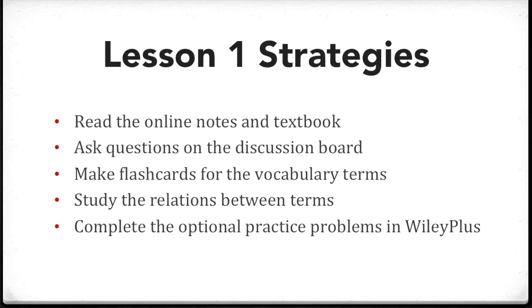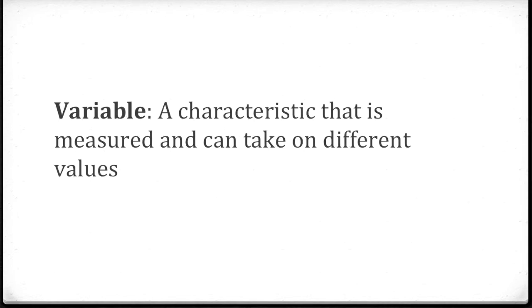Now, let's go through those vocabulary terms that I showed you on the last slide. First, variable. A variable is a characteristic that is measured and can take on different values. In other words, it's something that varies in a research study. This is in contrast to what we would call a constant. A constant is a characteristic that is the same for everyone in a research study.